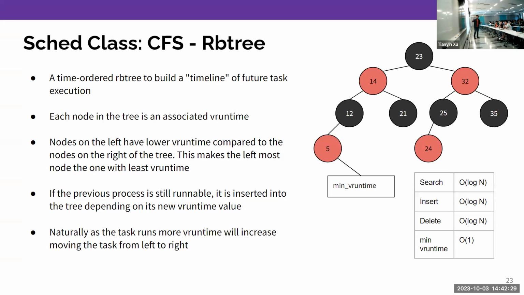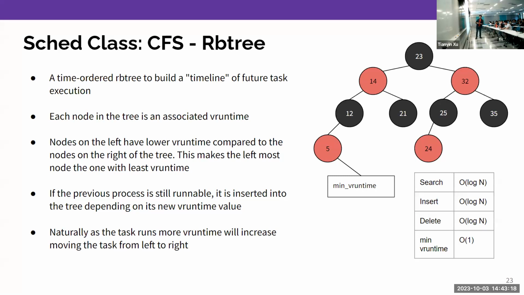Some properties of the red-black tree are that search, insert, and delete are all O(log n). Finding the min vruntime is O(1). Can anybody tell me why? You have to find the leaf node, right? You're at the root. You have no idea where the leaf is. Perfect. You can cache it, right? So yeah, it's a stupid question, but essentially you can cache this value and remember it, and every single time your leaf changes, you just remember it again. That's what makes finding the min vruntime O(1), and that's how it still preserves some properties of the O(1) scheduler, but it's still not O(1) overall, right? So that's basically how the scheduler works.